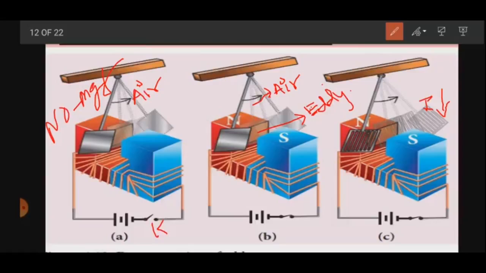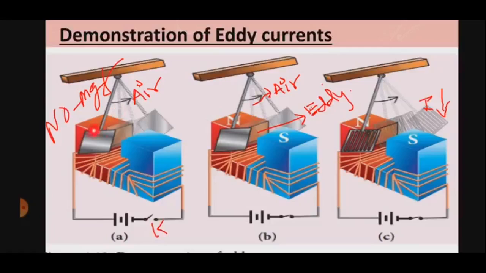Then the pendulum is slightly displaced and released. It begins to oscillate and executes a large number of oscillations before coming to rest. Here air friction is the only damping force. Understand? Okay.